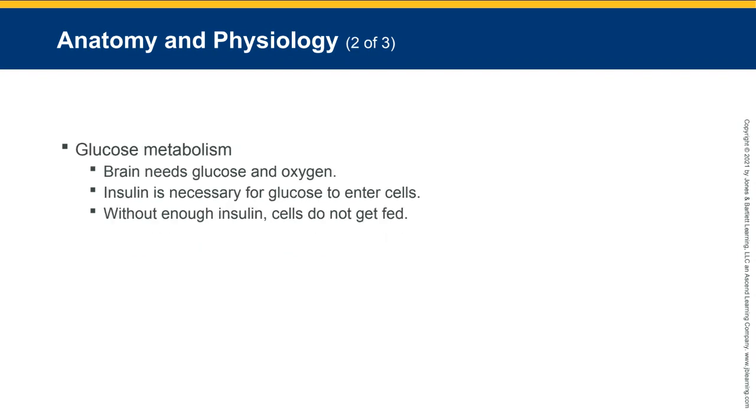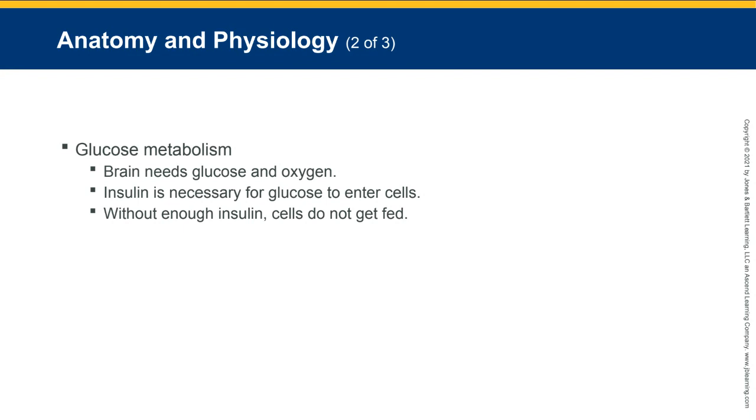Glucose metabolism. The brain needs glucose and oxygen. So the brain needs a constant supply of glucose and oxygen. However, the brain does not need insulin to get glucose. Everywhere else in the body, with the exception of the brain, requires insulin to be present in order for the cells to utilize glucose.